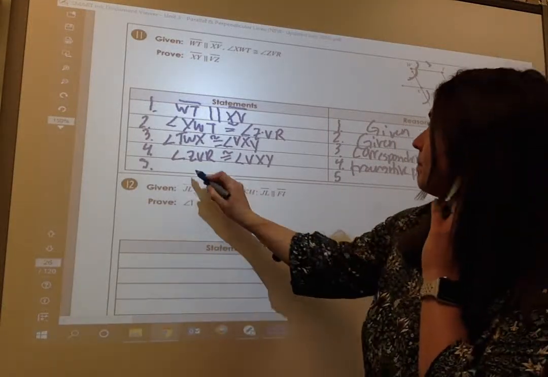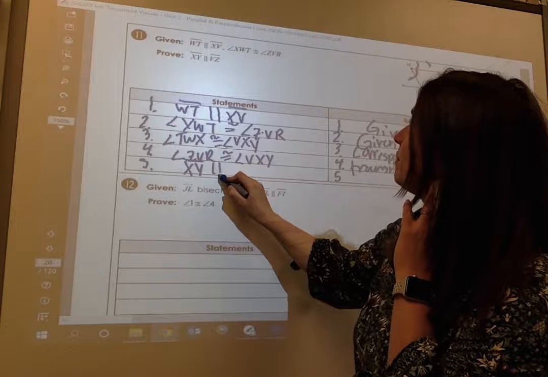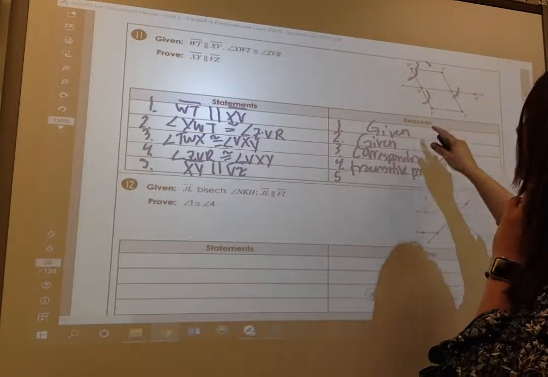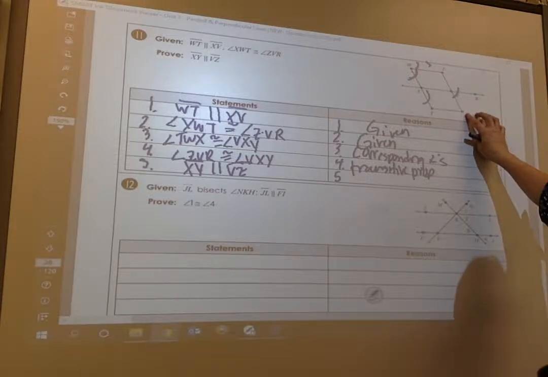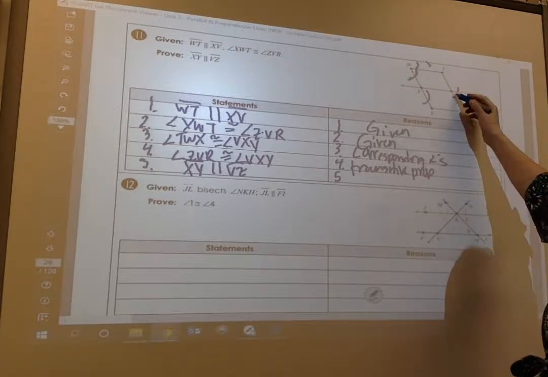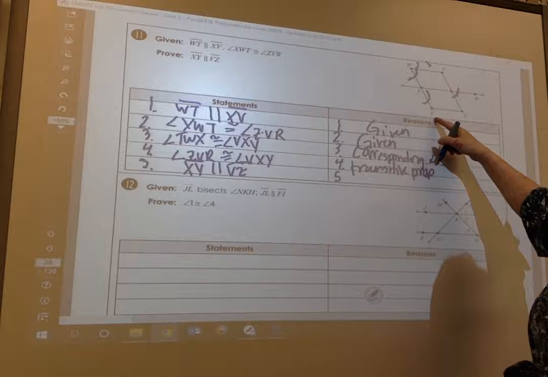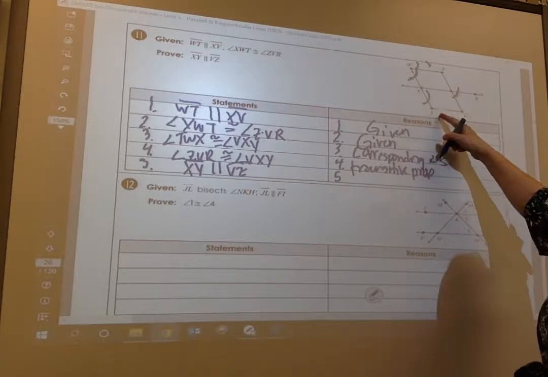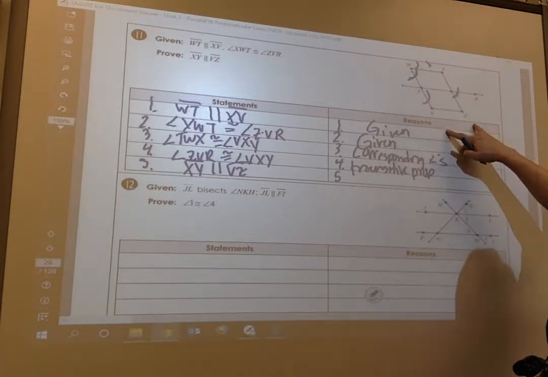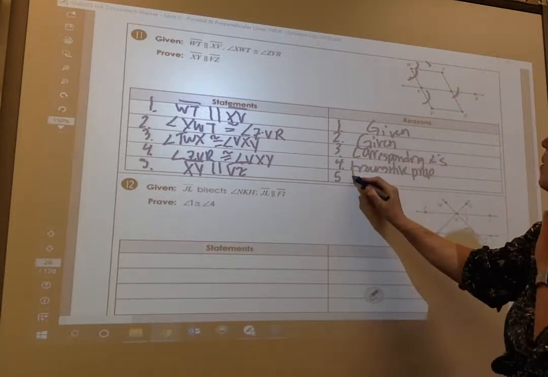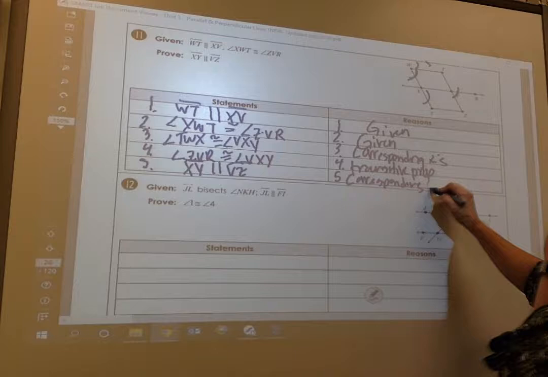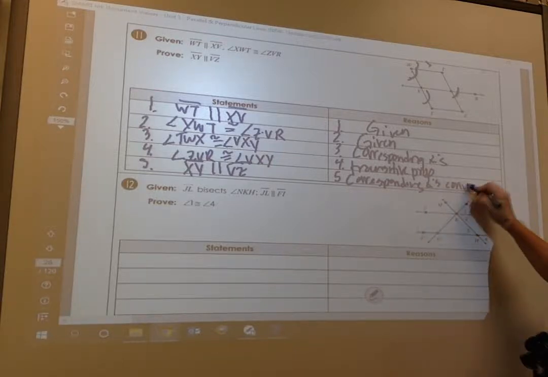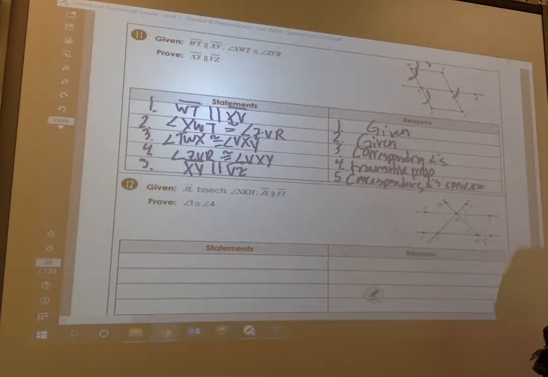And now I can say that XY, since I made this statement that ZVR is congruent to VXY, now I can say that those lines are parallel because of corresponding angles converse. Okay, so that's how I would prove that statement.